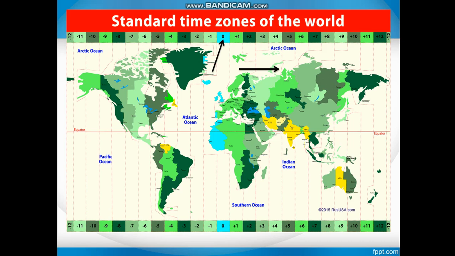And to the west of the prime meridian, the time goes backward. For each section, the time falls an hour behind the prime meridian.